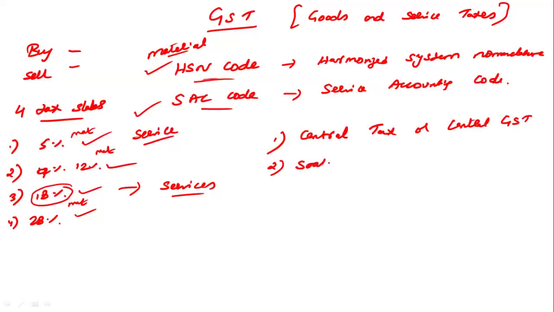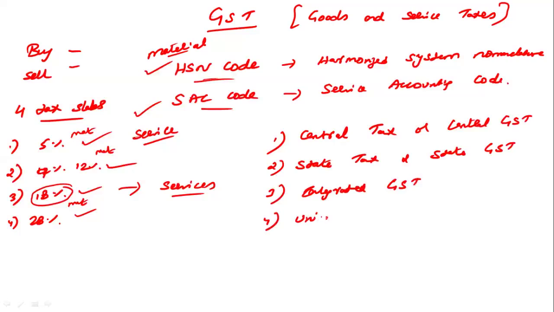Then we have the state tax or state GST. Then we have integrated tax, or we can call it integrated GST. Then you have the union territory GST. Okay, so how are these tax types differentiated and why are they differentiated? Now this depends on where you're purchasing from and where you're selling it.